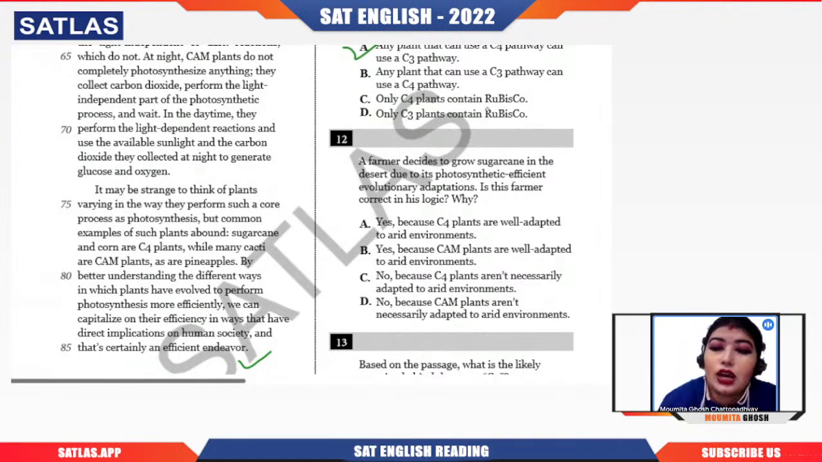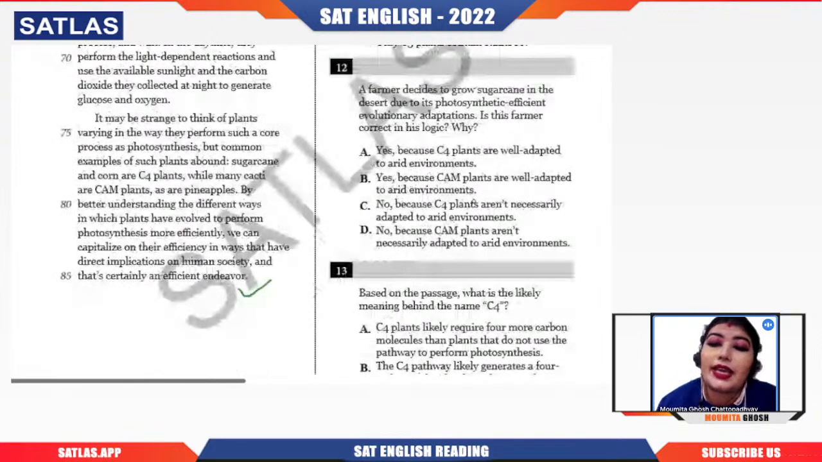So the options are: number A, yes, because C4 plants are well adapted to arid environments, where arid means hot or desert. Number B, yes, because CAM plants are well adapted to arid environments. Number C, no, because C4 plants are not necessarily adapted to arid environments. Number D, no, because CAM plants are not necessarily adapted to arid environments. So, what do you think?